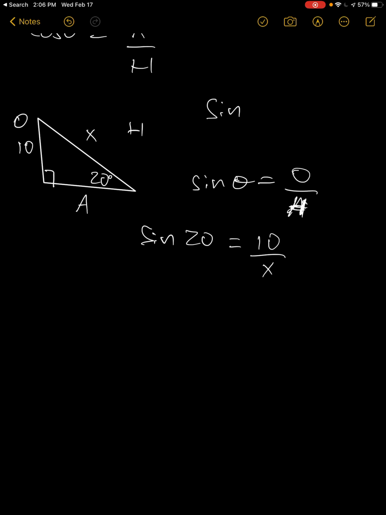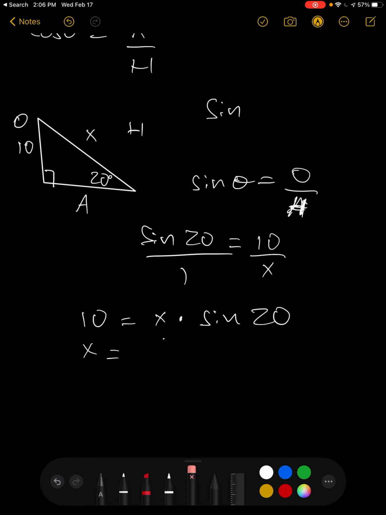And now you can go ahead and cross multiply. This will be sine over 1. So then you get 10 is equal to x times the sine of 20. And then divide by sine of 20. X is going to be equal to 10 over the sine of 20. And that's going to give you a value of, when you plug that into your calculator, 29.24. Okay.